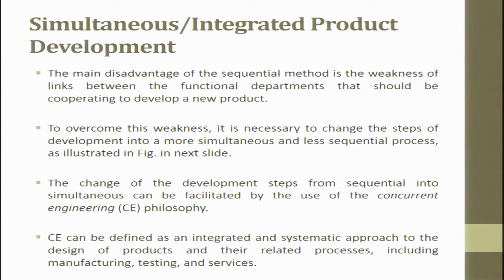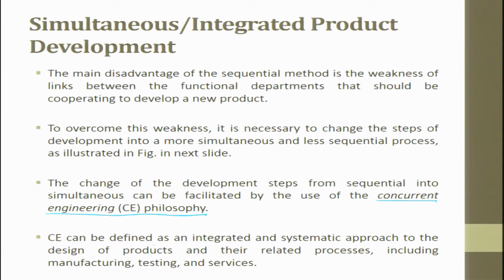So, the main disadvantage of the sequential method is the weakness of the link between the functional departments that should cooperate to develop a new product. To overcome this weakness, it is necessary to change the stepwise development into a more simultaneous and less sequential process, which we will illustrate in the next slide. So we are moving towards simultaneous integrated product development from the sequential product development model. The change of the model from sequential into simultaneous can be facilitated by the use of concurrent engineering philosophy.